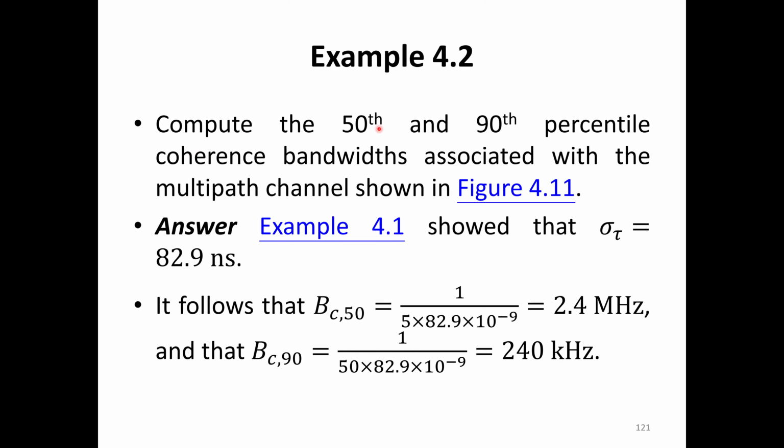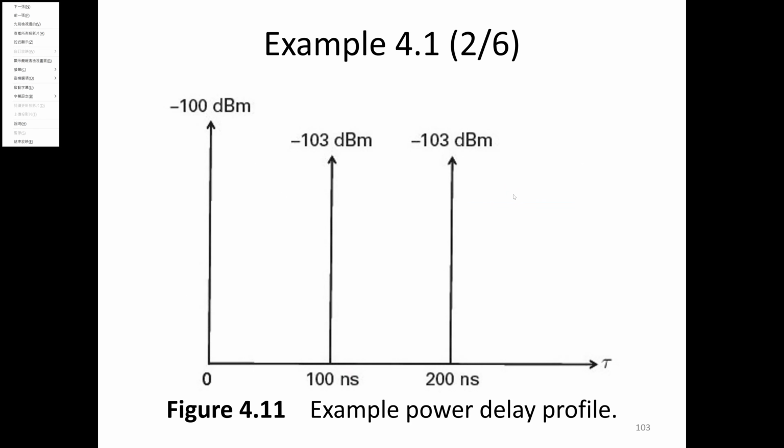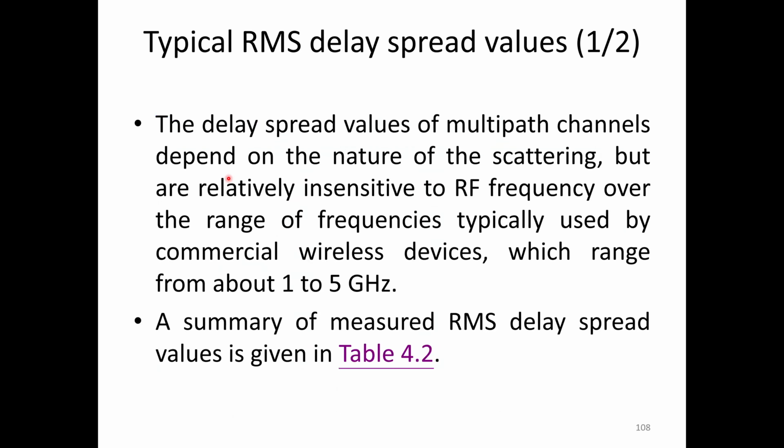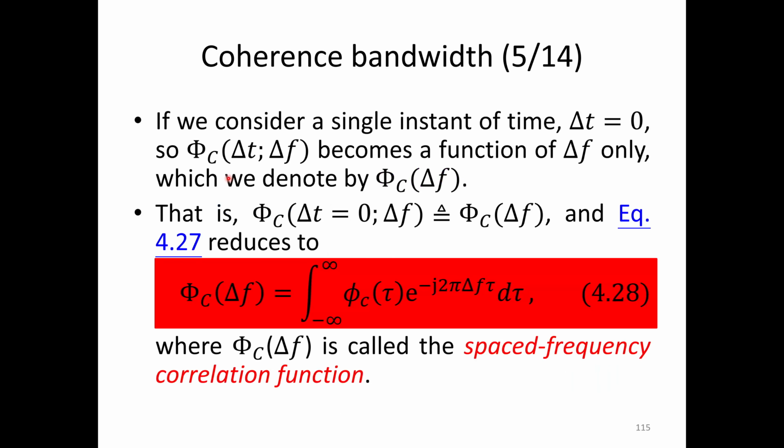Compute the 50th and 90th percentile coherence bandwidths associated with the multipath channel shown in figure 4.11. Let us go to figure 4.11. We can see that figure 4.11 is an example power delay profile. We have just seen this in today's class. Let us go back to the slide.